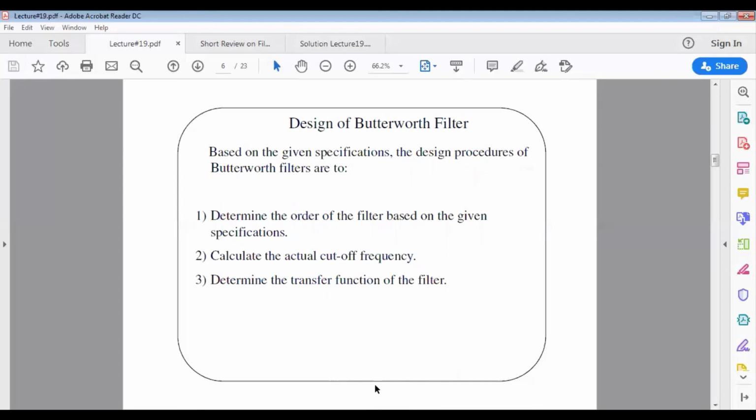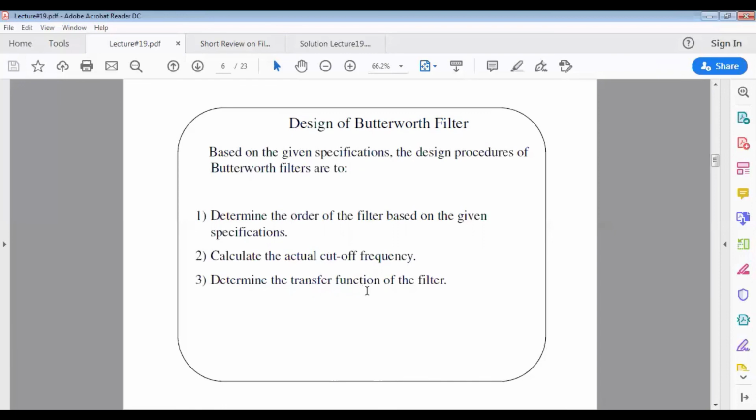Basically, in the procedure of Butterworth filter design, there are 3 important things that we're going to do. Number one is to determine the filter order based on the given specification. So we're going to obtain the order of the filter based on the given specifications. Number two, we are going to calculate the actual cutoff frequencies. And number three, we are going to determine the transfer function of the filter. So these are three important things that need to be obtained. Number one is the filter order. Number two is the cutoff frequency. Number three is the transfer function.